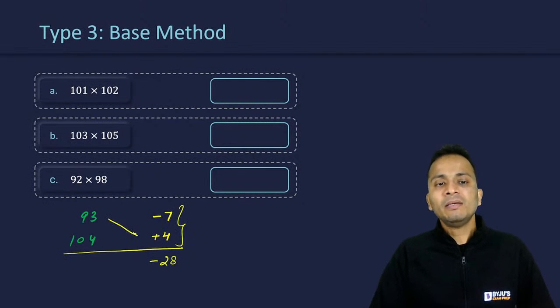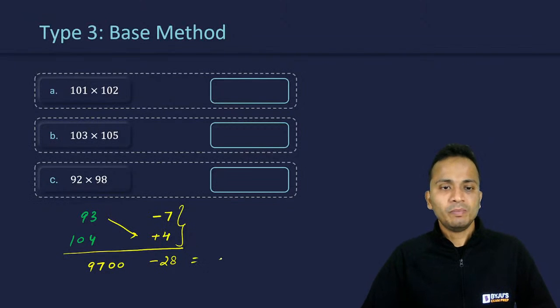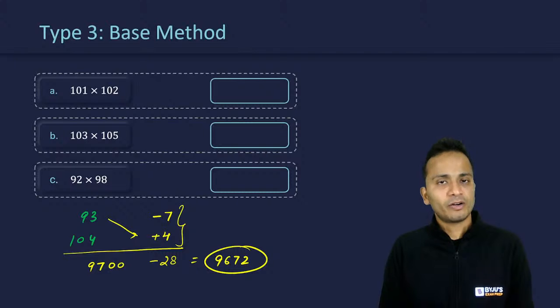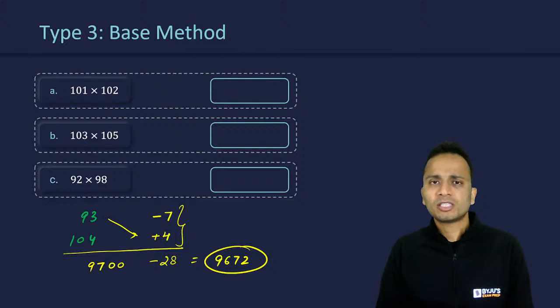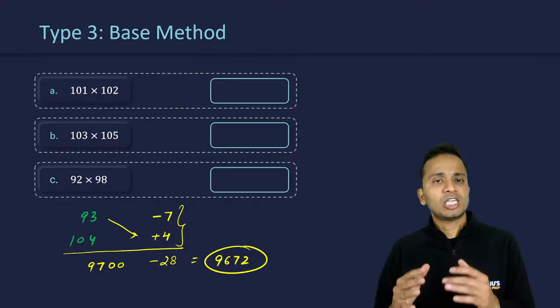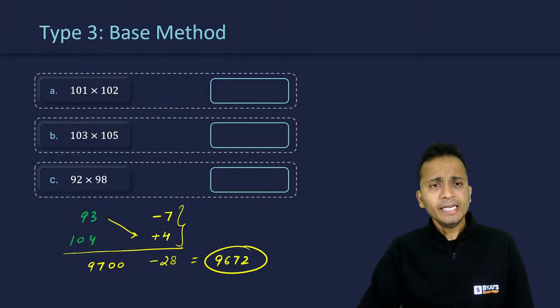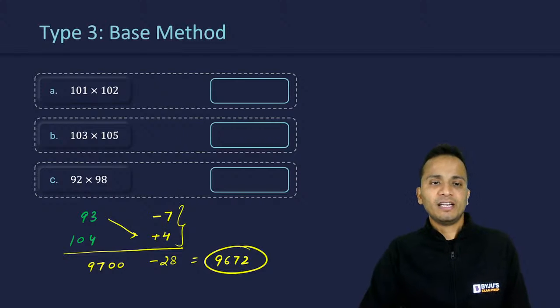Now 93 plus 4 will be 97. Double zero apply kiya. So 9700 minus 28. So the result will be 9672. 9672 will be the final answer for this question. All right. So it doesn't matter whether the numbers are lying on the same side or on the opposite sides of the base. You can use this method to multiply numbers which are lying near to any particular base. I hope I am clear. 9672. Yes, it is the final answer.